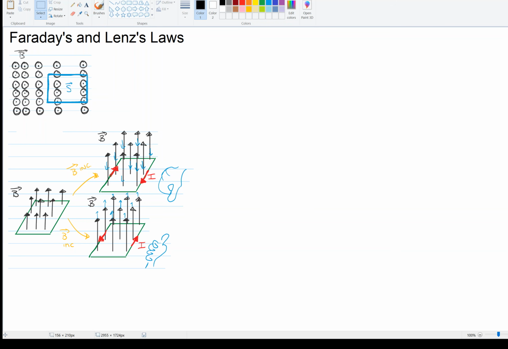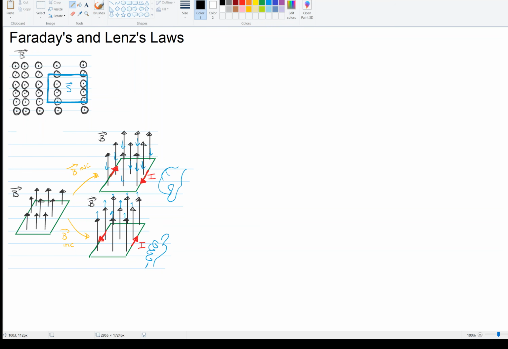Now, we've already seen that a current can produce a magnetic field. We've seen that many times. Michael Faraday wondered if a magnetic field can then produce a current. That's kind of reverse thinking, and this type of thinking happens in physics quite a bit. Faraday found that a change in magnetic flux induces a voltage, which creates a current. So again, a change in magnetic flux is what induces a voltage, and then that voltage can create a current.